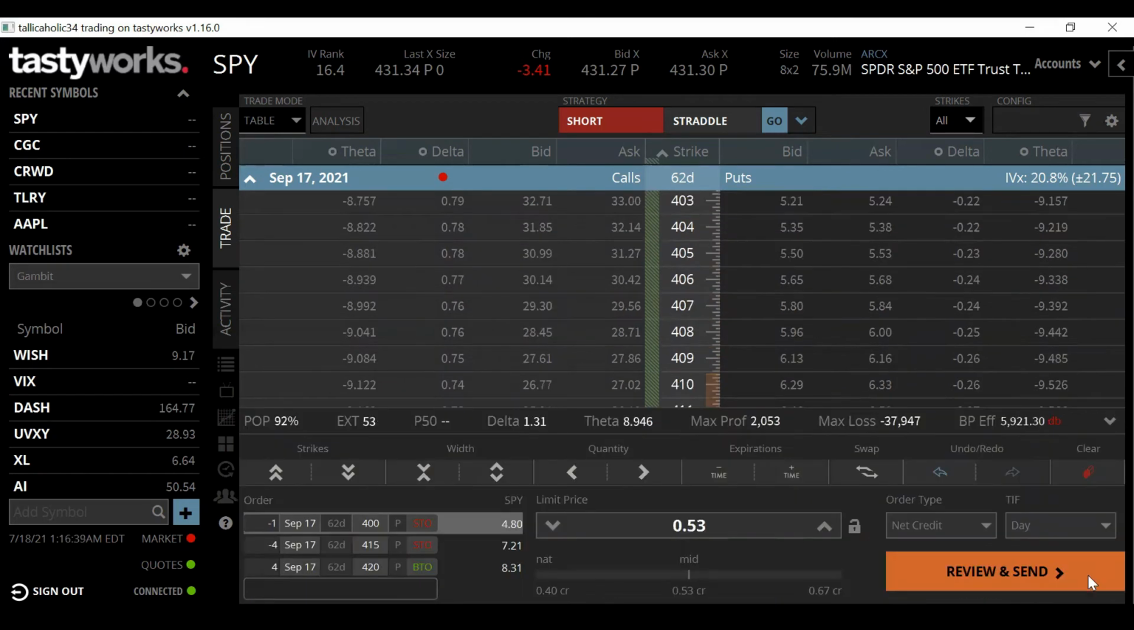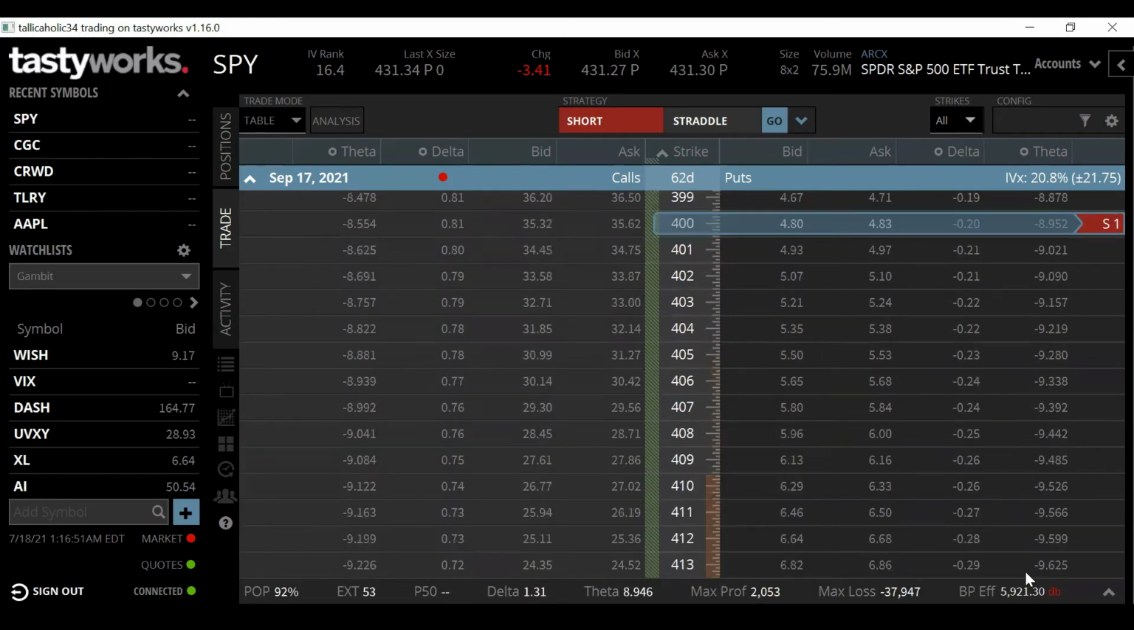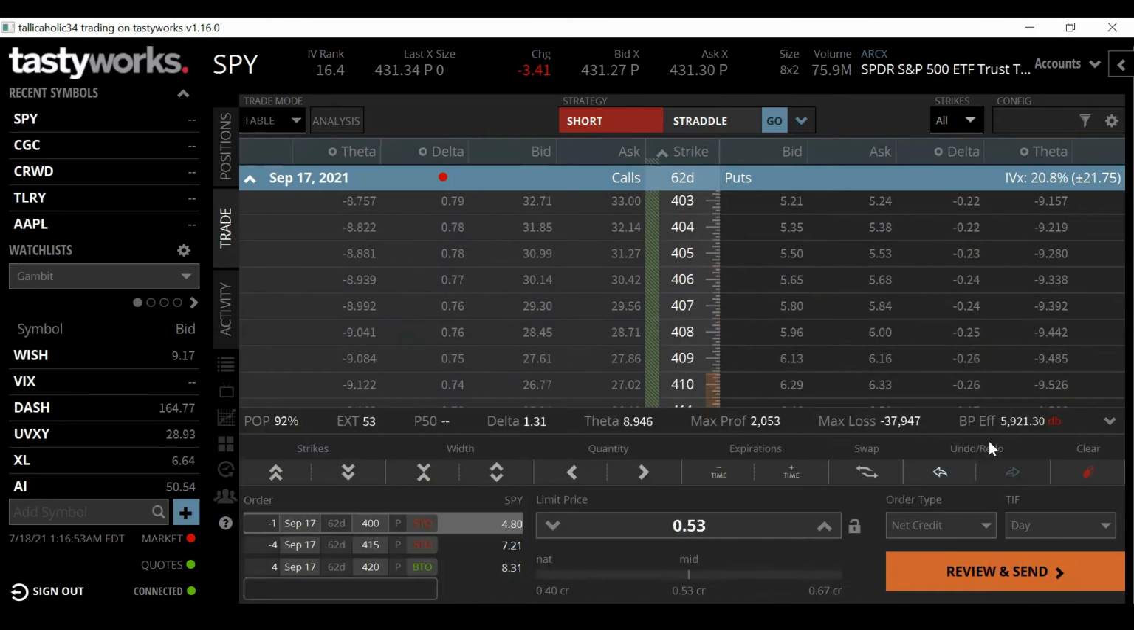And what does this do when we do this? Well, it gives us a small credit of 53 cents. And you can see our max profit is $2,053. Obviously, our max loss is going to be getting assigned down here at the 400s. But our buying power is going to cost us quite a bit. It is going to be around $6,000 for us to play this.